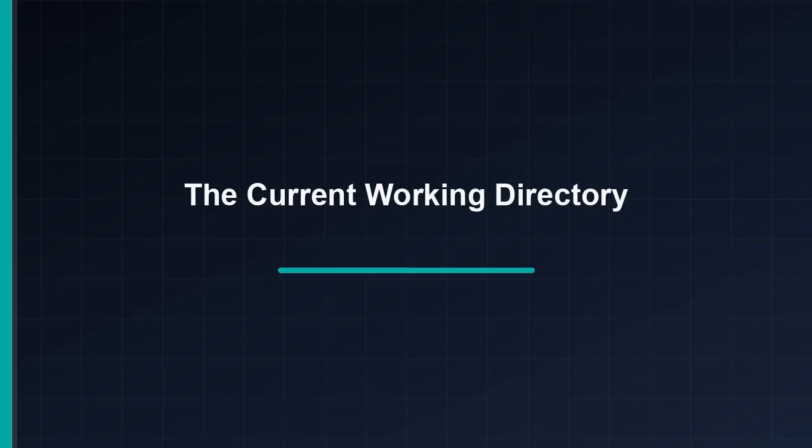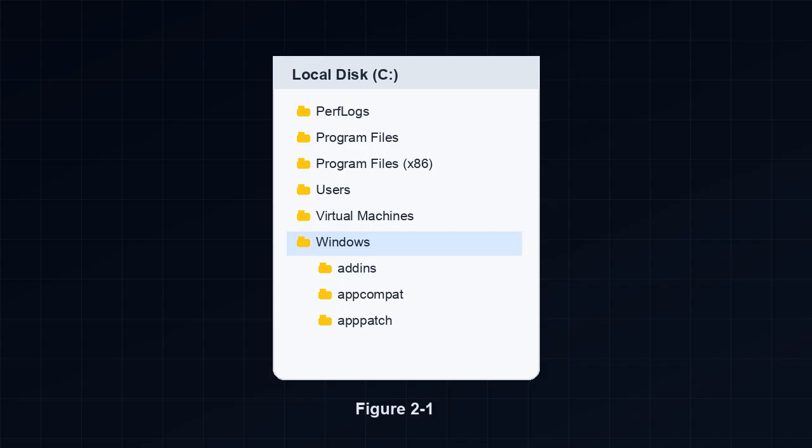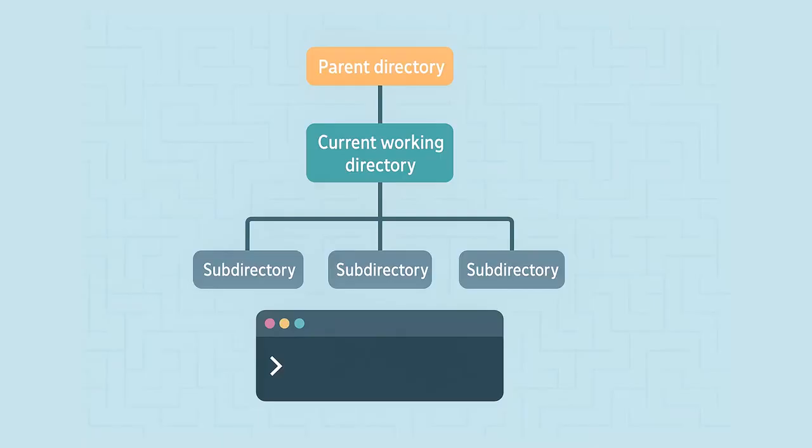The current working directory. Most of us are familiar with the graphical file manager, where the file system tree is displayed, like in Figure 2.1. You'll notice that it's usually shown upside down, with the root at the top and branches extending downward. When working on the command line, though, there aren't any pictures to guide us, so we need to picture the file system a bit differently. Think of it like a maze shaped as an upside-down tree, where we're standing in the middle of it.